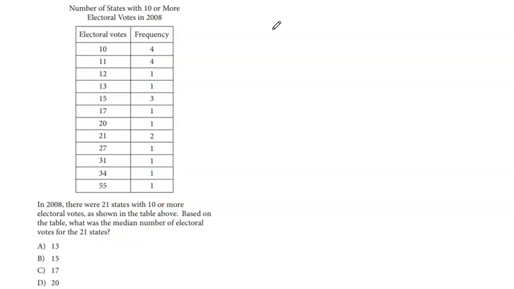So in this question, we're given a table. The table represents the number of states with 10 or more electoral votes in 2008. Right, so this is the table. And the question says, in 2008, there were 21 states with 10 or more electoral votes as shown in the table above. Based on the table, what was the median number of electoral votes for the 21 states?